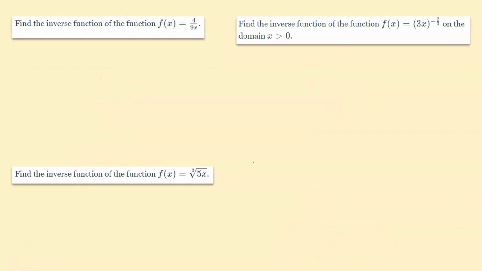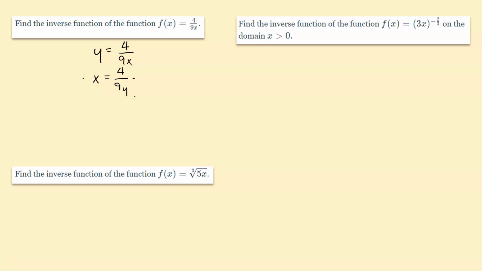So here we have some other more complex examples. So I'm going to go through these as well. Same idea though. So find the inverse function of f of x equals 4/9x. So we want to, instead of f of x, write y. And then switch the x's and the y's. And then now solve this for y.